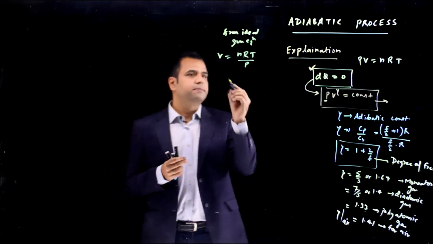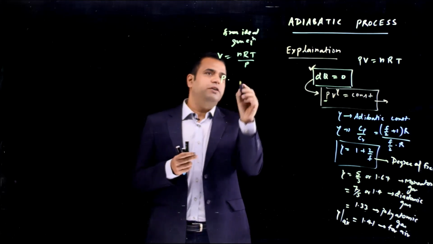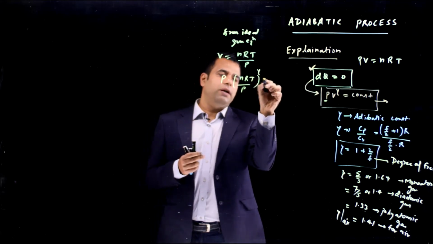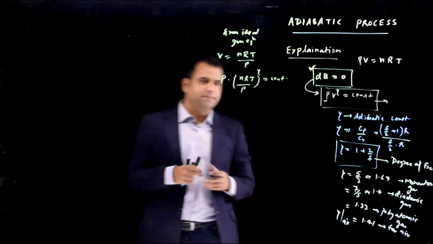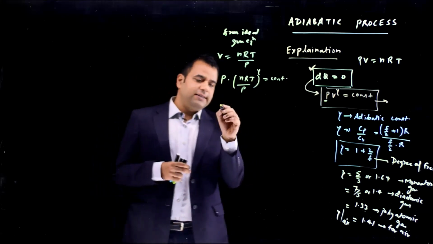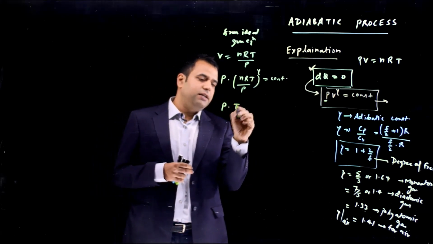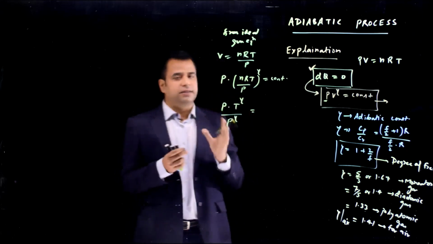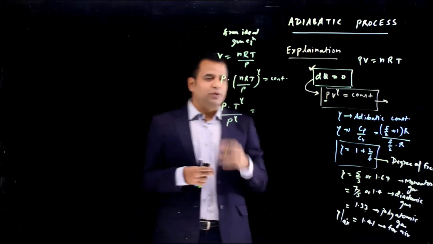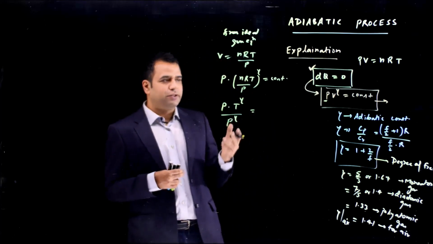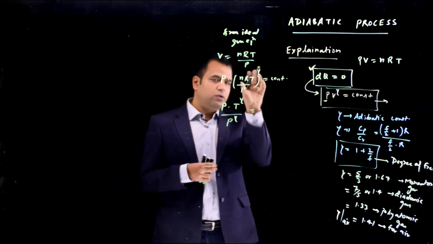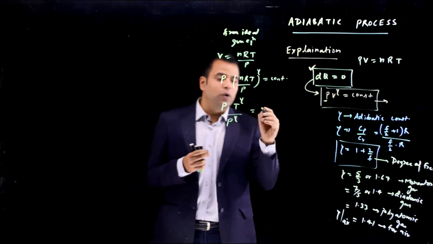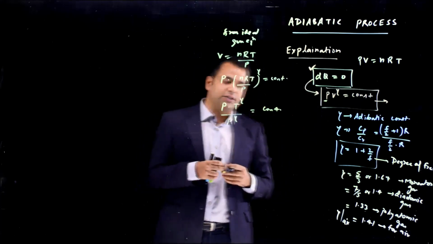So if I do that, it will be P times nRT upon P to the power gamma is constant. Or we can say P multiplied with T to the power gamma divided by P to the power gamma is equal to, you see, n is a constant. Once it is a closed system, n is a constant, R is also constant and gamma is also constant. So nR to the power gamma is going to be constant. We'll take it on the right hand side, and constant divided by constant will give you one more constant, and I'm still writing it constant.